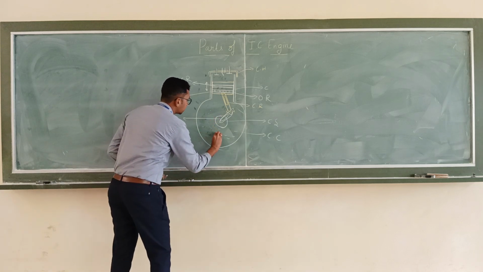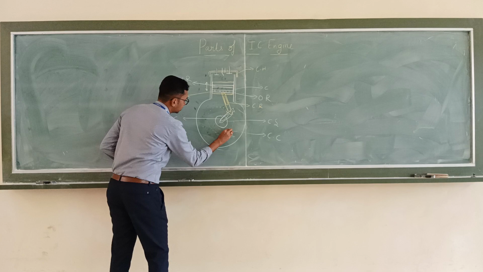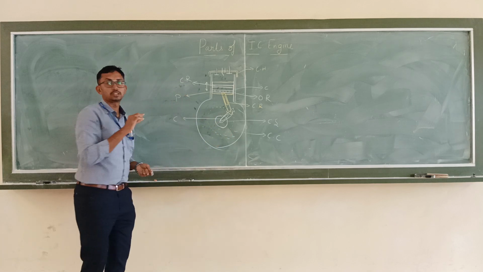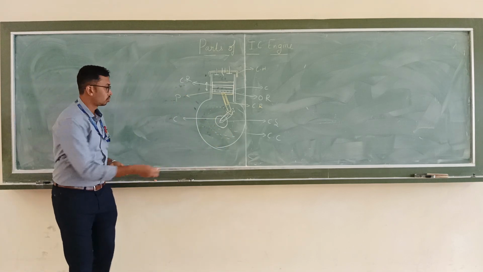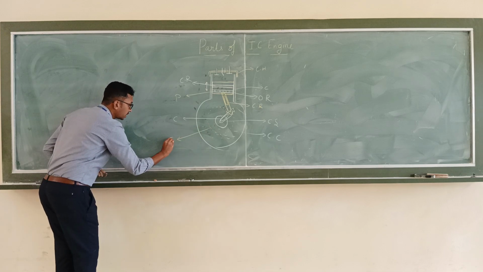Another important point, the flywheel. You cannot see this in the sectional view, so it is represented in dotted lines. What is this? Flywheel.